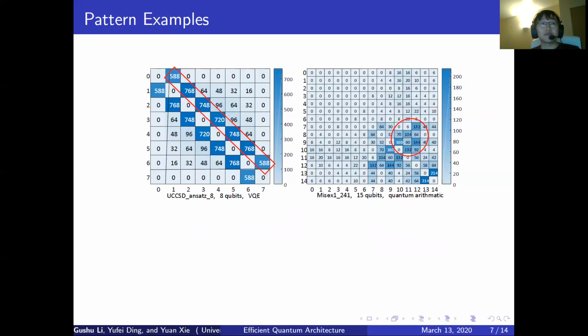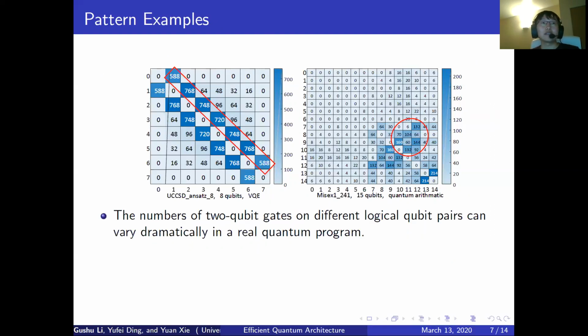This observation suggests that the number of 2 qubit gates on different logical qubit pairs can vary dramatically on a real quantum program. A straightforward hardware design for this program, for example, is to have the physical qubits connected in such a chain, so that most 2 qubit gates are directly supported, and we can use mapping to implement the rest. But this design could not support other programs well. For example, the program on the right has a different pattern marked by this red circle.